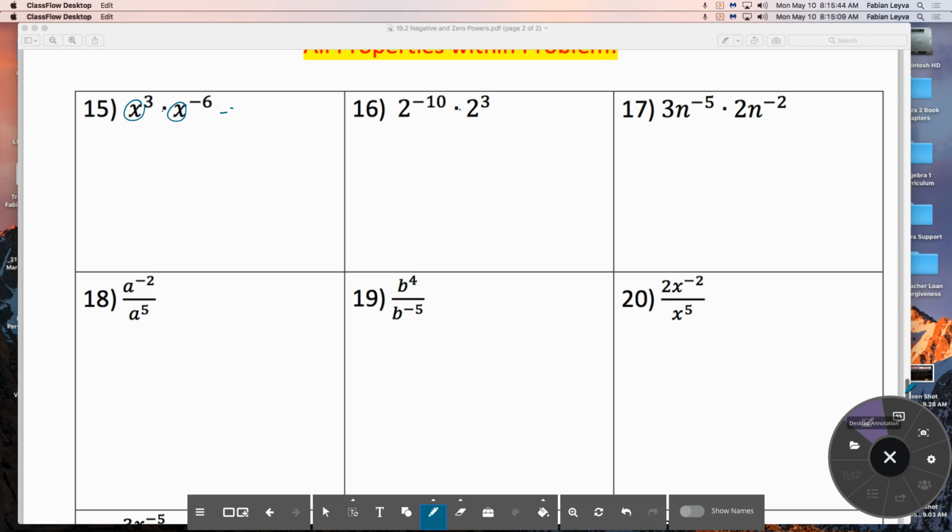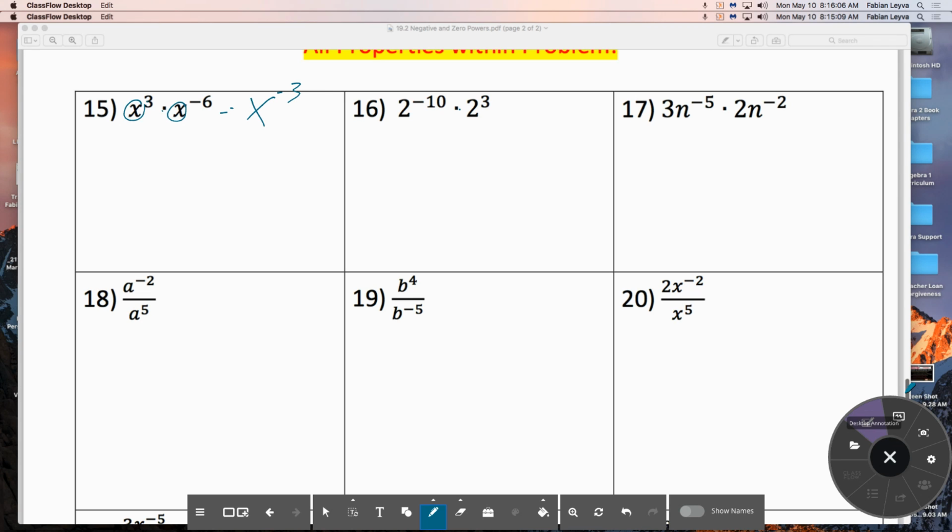When you multiply two like bases, what do you do to the exponents? Add. You add them. So your base stays exactly the same. What is 3 plus a negative 6? Negative 3. So notice that when I am doing repeated multiplication, I don't worry about the negative until the very, very end, which is what I have here. I have x raised to negative 3.